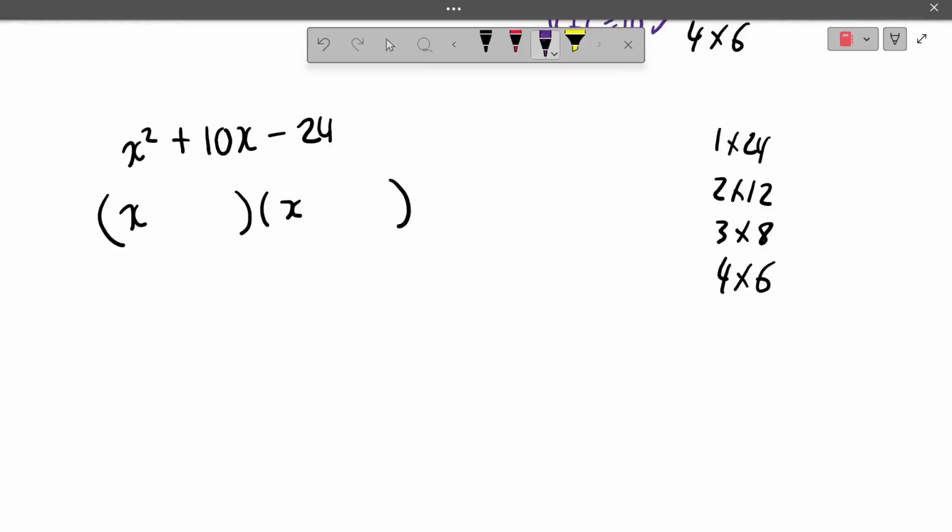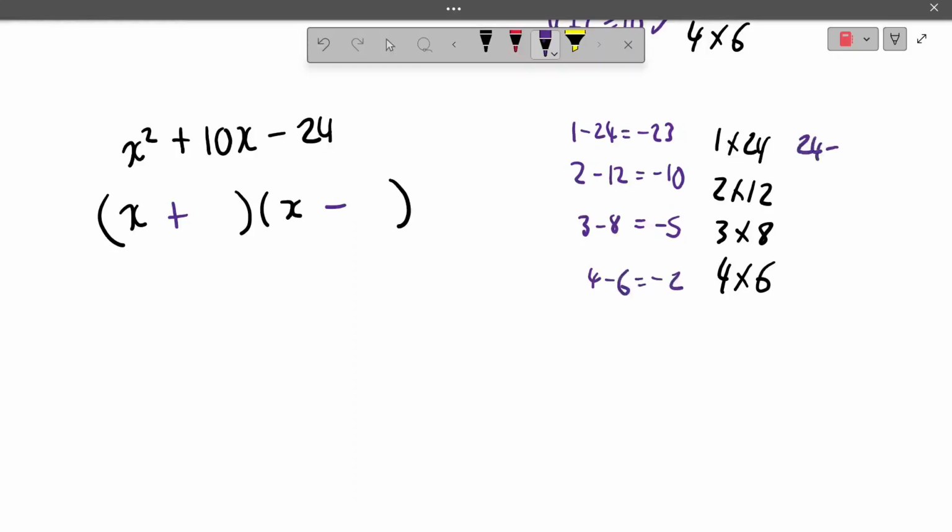But then I need to think about how do I multiply to make a negative? Well, if I have two positives, that ain't going to get me a negative. What I need to have is a positive and a negative. And then I'm going to go through my combinations. So I could do 1 minus 24. Well, that's minus 23. 2 minus 12, that's minus 10. 3 minus 8 is a really exciting minus 5. 4 minus 6 is minus 2.